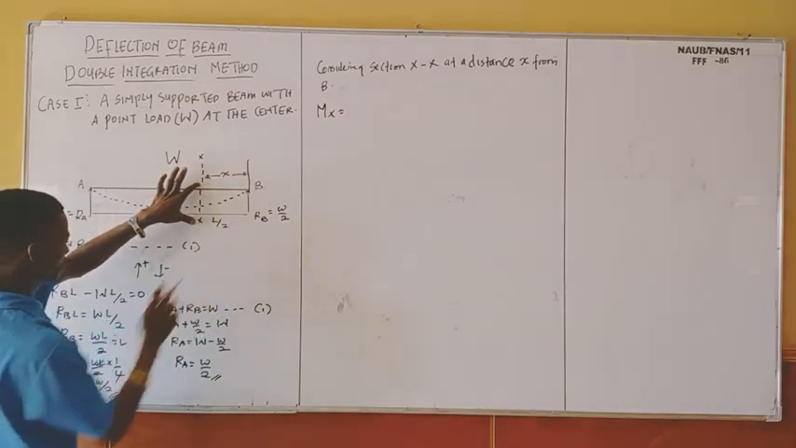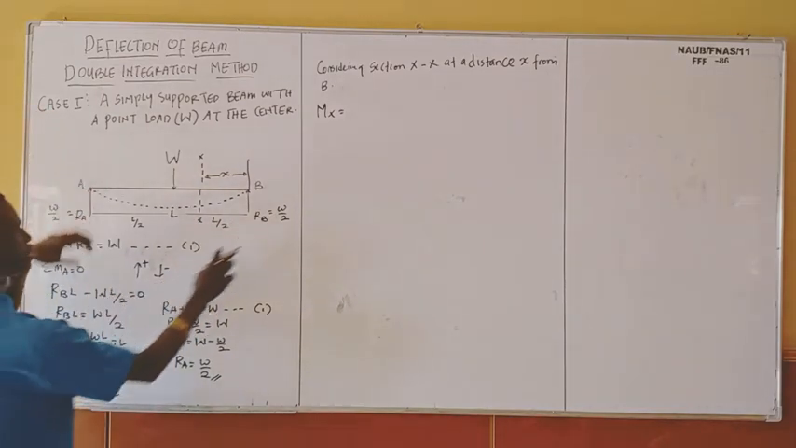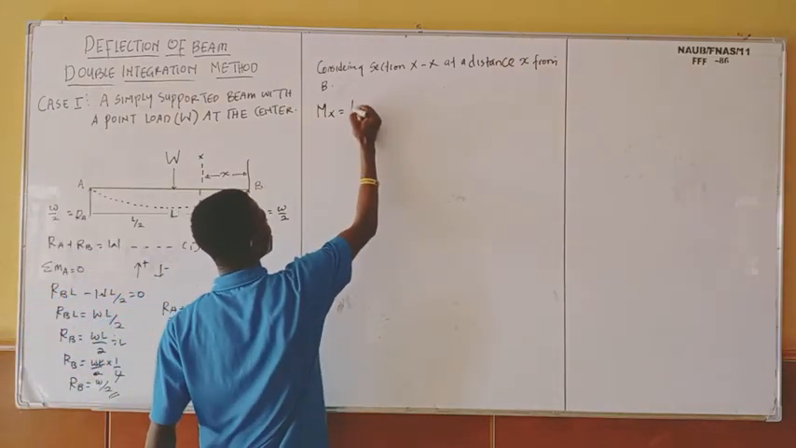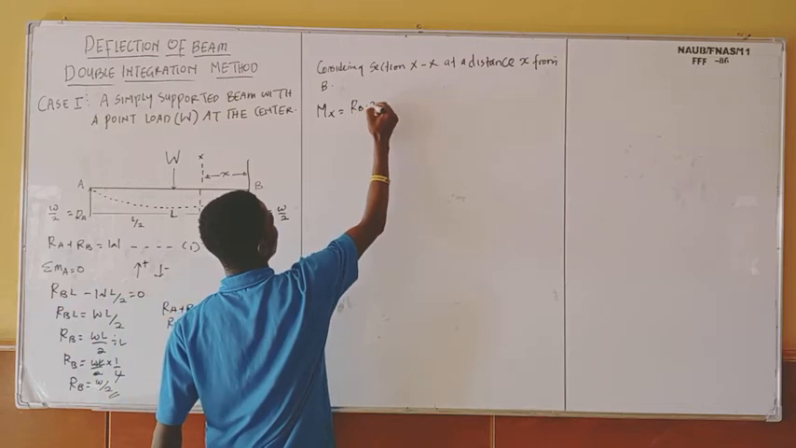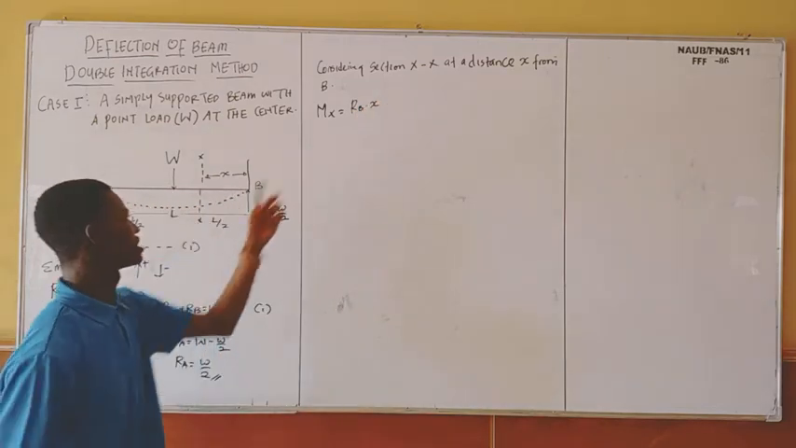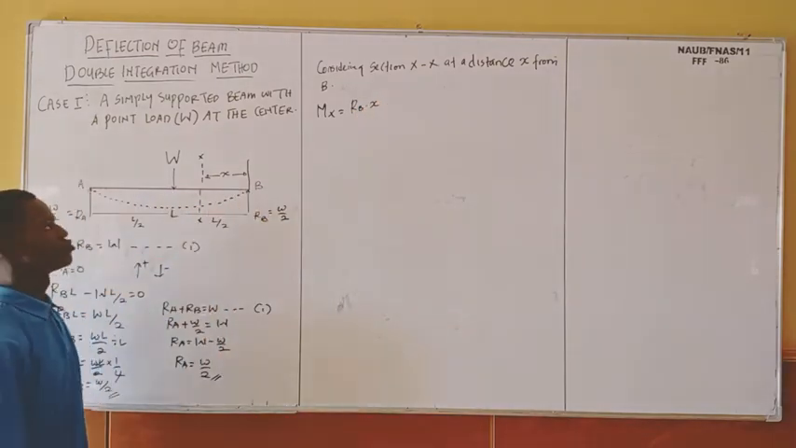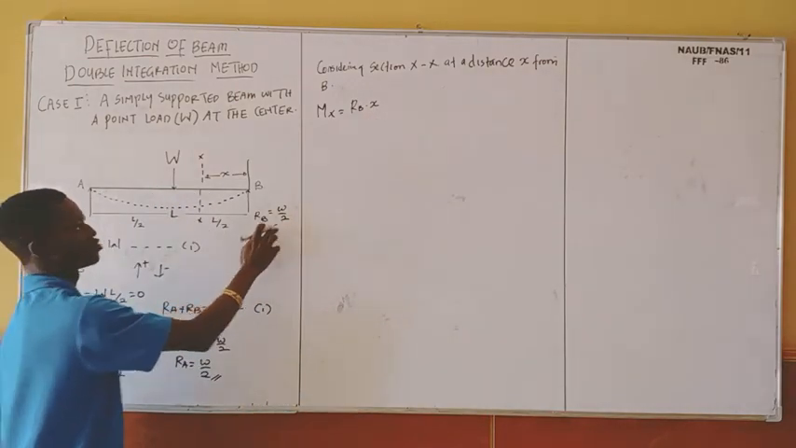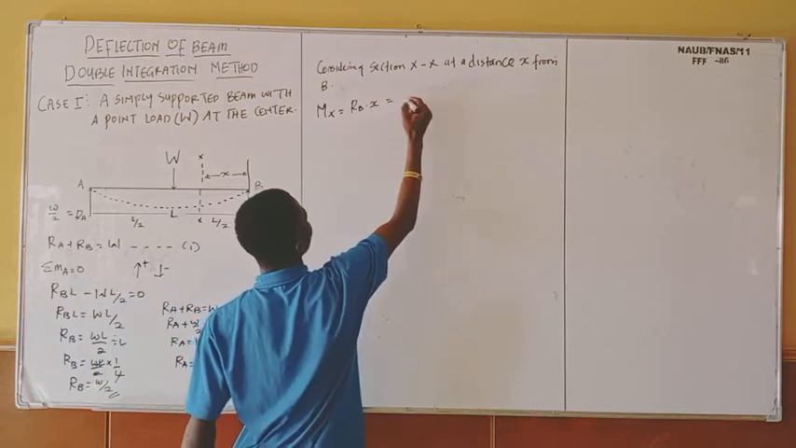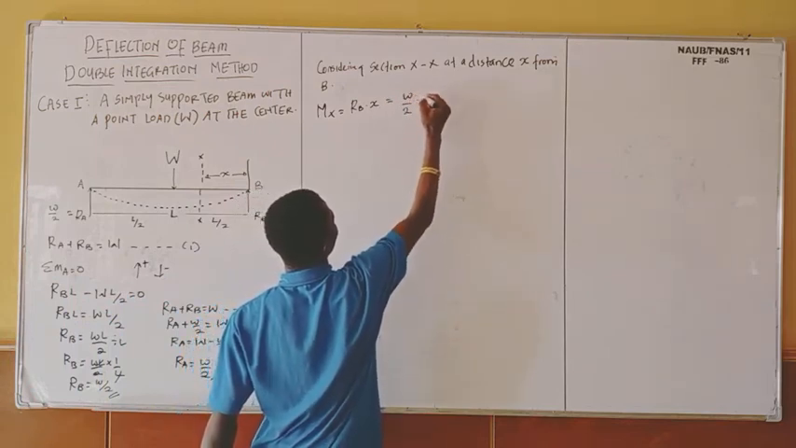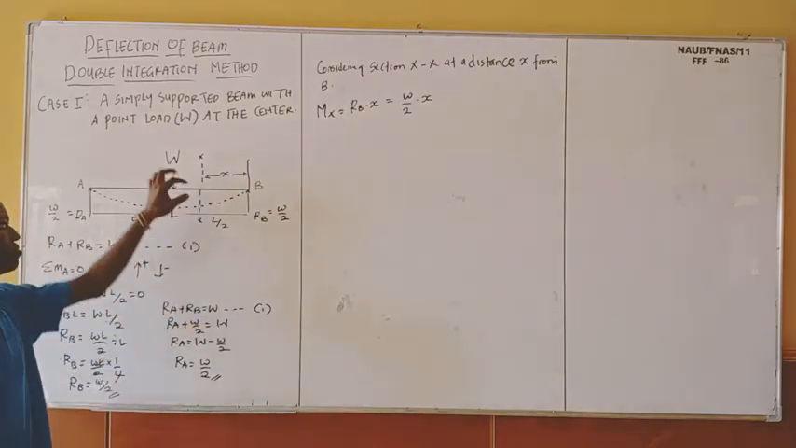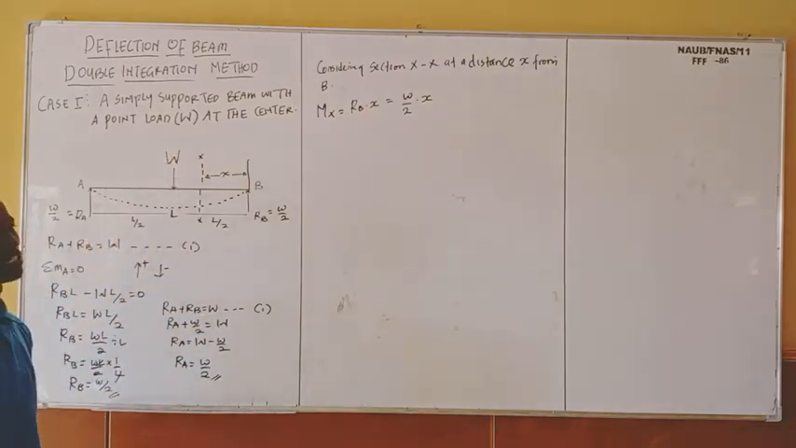You understand? Which is an upward force, which I've already given positive. That is RB, and the distance covered is X. So I'm going to have RB multiplied by X. So this is my moment at section XX. So in this case now, don't forget that the value of my RB is W over 2. So I'm going to have equals W over 2 multiplied by X. You understand? This is going to be my moment at section XX.